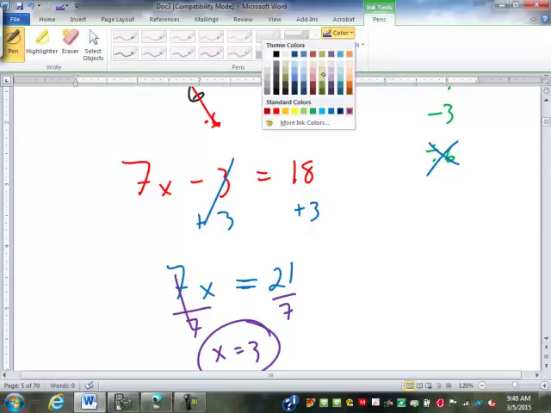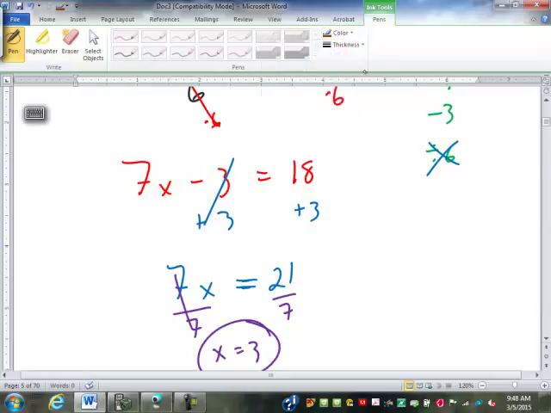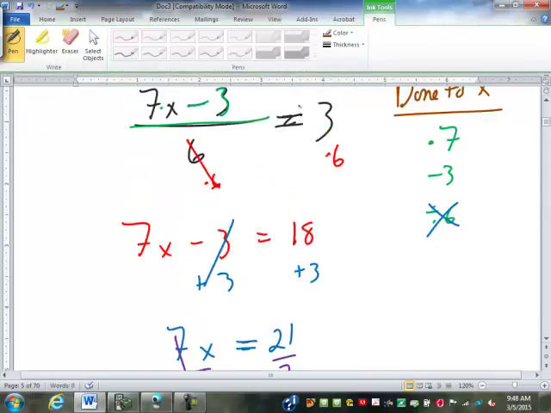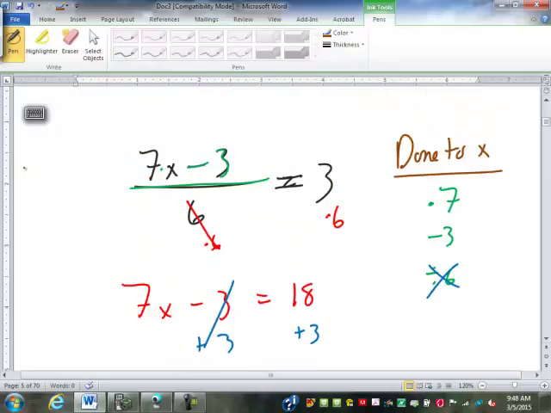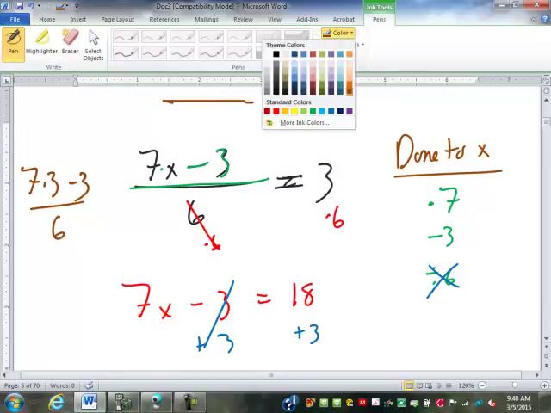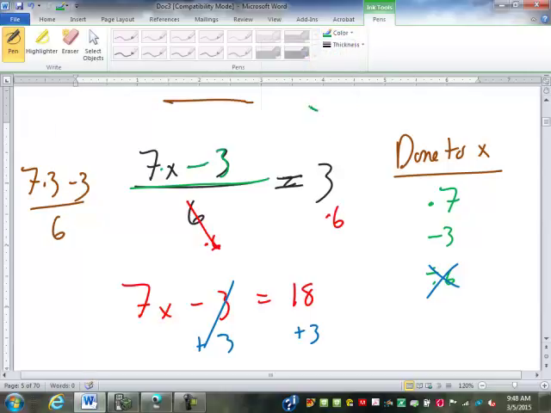What if you're unsure of your answer and you want to double check it? You go back up to the problem. 7 times 3 minus 3 over 6. What is 7 times 3? 21. Minus 3. 18 divided by 6 is 3.